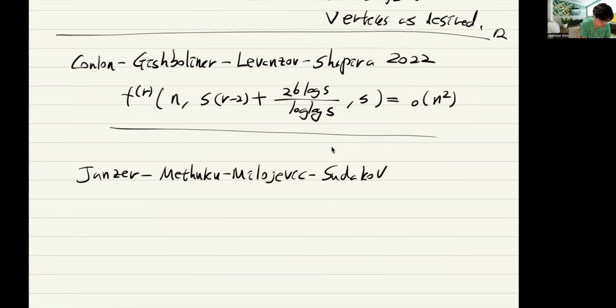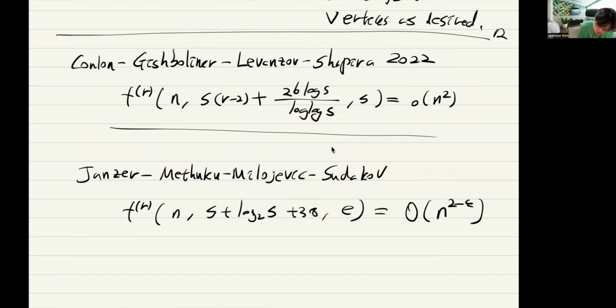So recently, Stenzer, Metsuku, Milojevic, and Studakov show that if we add some numbers here, then you can even show that this is strictly smaller polynomial for some epsilon. Okay, so maybe I will break the video here. And so we have talked about the Brown-Erdos-Sos conjecture and some partial results on the conjecture.